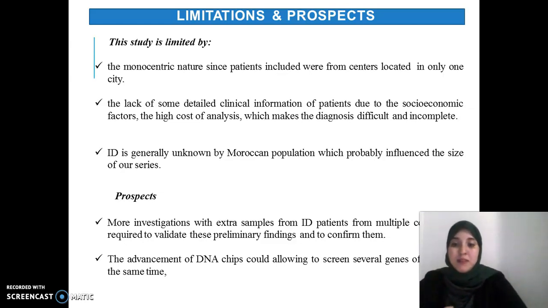Our study has some prospects. More investigations with extra samples from ID patients from multiple centers are required to validate this preliminary finding and to confirm it, and advancements of DNA chips could allow screening several genes of X-linked intellectual disability at the same time.